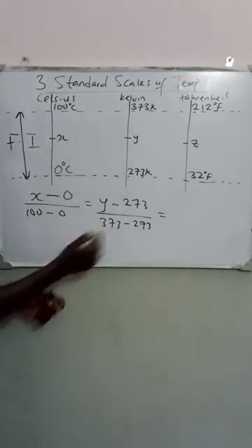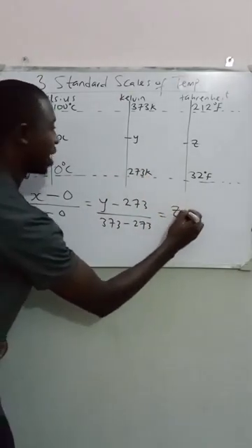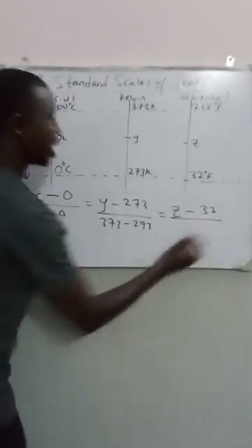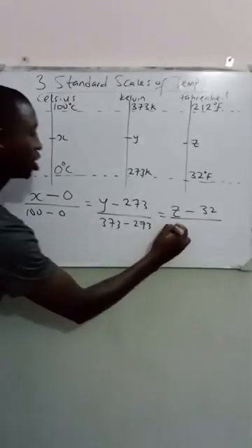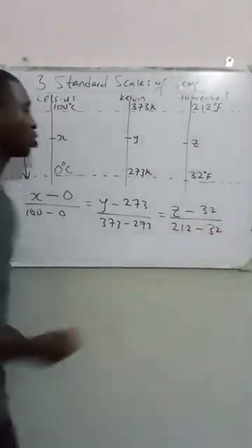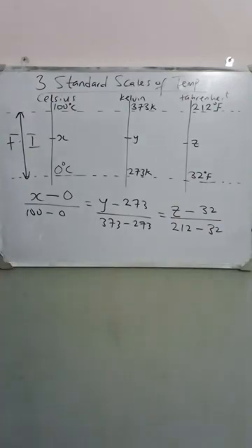For the Fahrenheit scale, the unknown here is Z, minus the lower fixed point, which is 32, divided by the upper fixed point, which is 212, minus the lower fixed point, which is 32. So these are the three standard formulas that you can use to solve any problem that involves a scale of temperature.